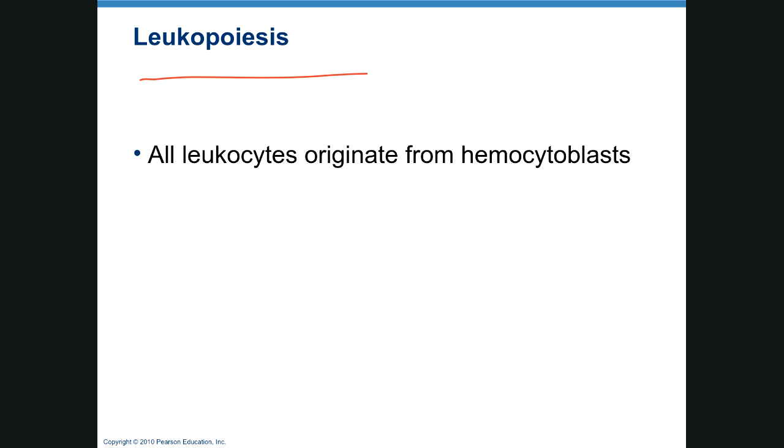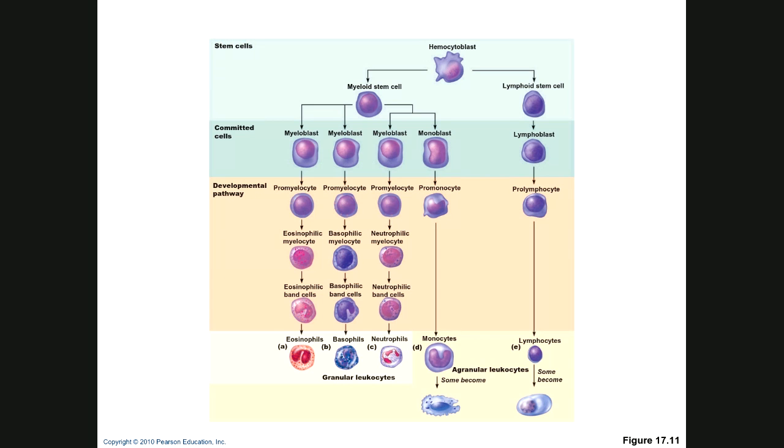Leukopoiesis means making white blood cells. So we go back to our old friend, the hemocytoblast, stem cell. And it divides into myeloid stem cells and lymphoid stem cells. Lymphoid stem cells of the white blood cell factory only go to lymphocytes. All the other white blood cells come from the myeloid strain here, the myeloid clone. So eosinophils, basophils, neutrophils, and monocytes all come from myeloid stem cells.